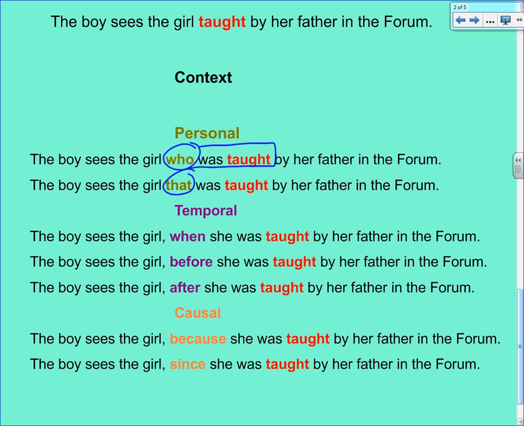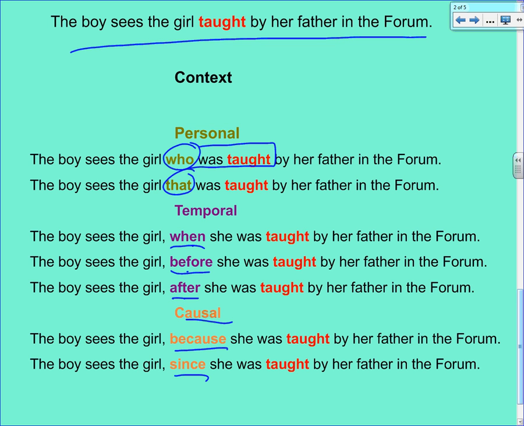Temporal relationship, that has to do with time. When did it happen? Before, after, during, any of those words that have to do with time. So that same sentence, the boy sees the girl taught by her father in the forum, can become the boy sees the girl when she was taught by her father, before she was taught by her father, or after she was taught by her father in the forum. Causal relationships, words like since, because, you can use although. The boy sees the girl because or since she was taught by her father in the forum. That's the reason that he sees the girl, so it becomes cause.